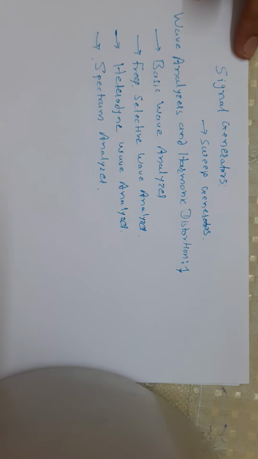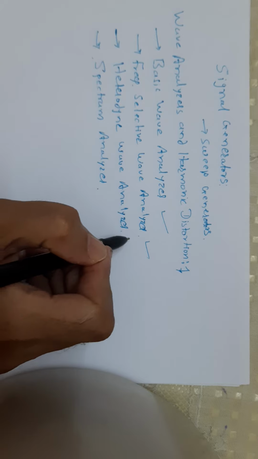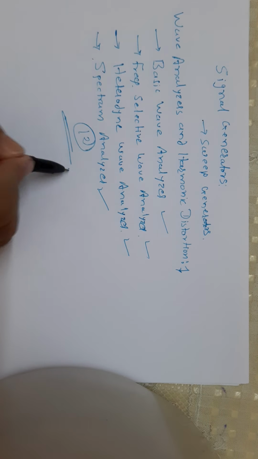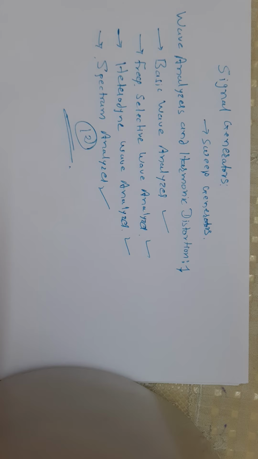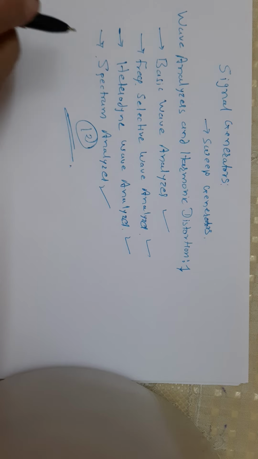So this is your seventh lecture. This is your 8th, 9th, 10th, 11th, and the last one is the 12th lecture. In total, I think nearly in the 12th lecture, we complete this Unit 3. Now, in this lecture, we just see what is wave analyzer and harmonic distortion. That means introduction.